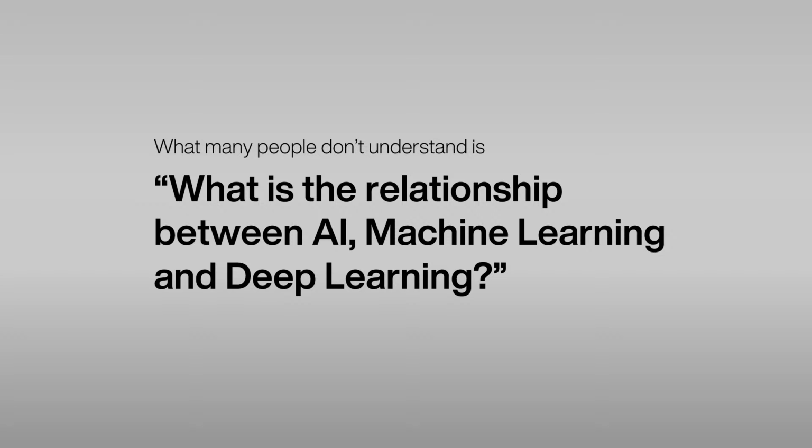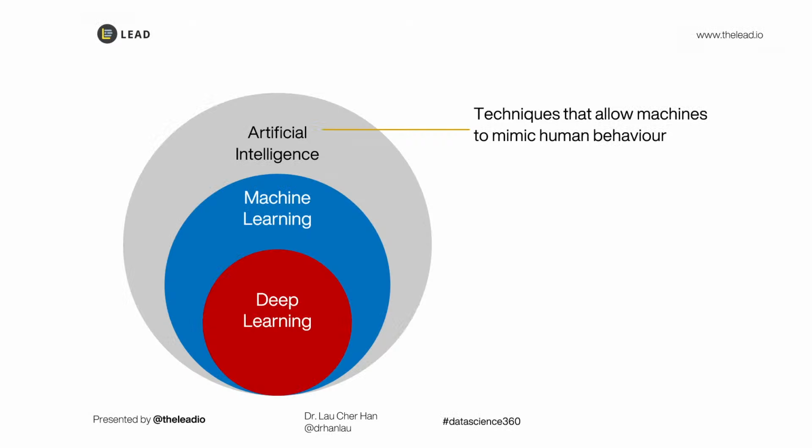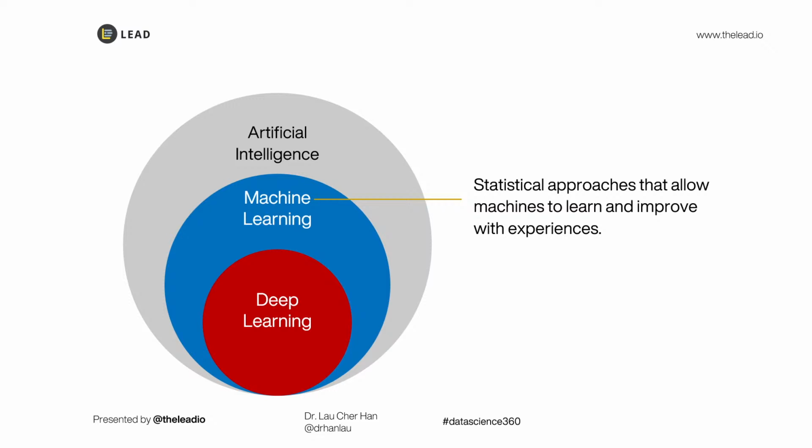This is something that you often hear as well. AI is basically just techniques that allow machines to mimic human behavior. Once again, AI is just the applications of machine learning. So we basically develop some techniques that allow machines to mimic human behavior. But the core engine of AI is actually machine learning. Machine learning is nothing special. It's just a set of computer programs, statistical approaches that allow machines to learn and improve with experience.